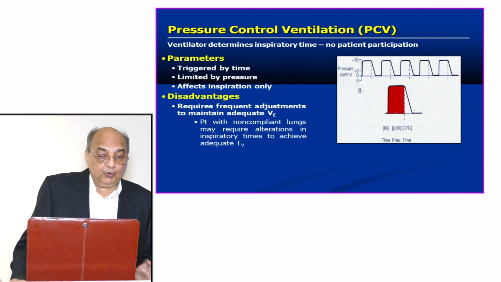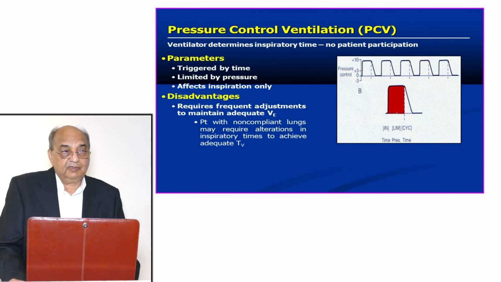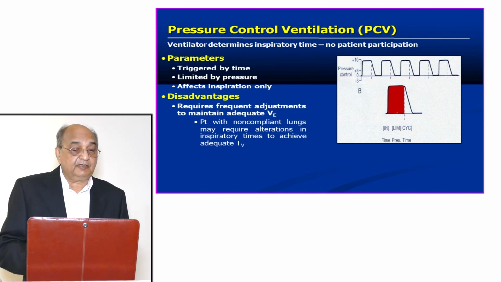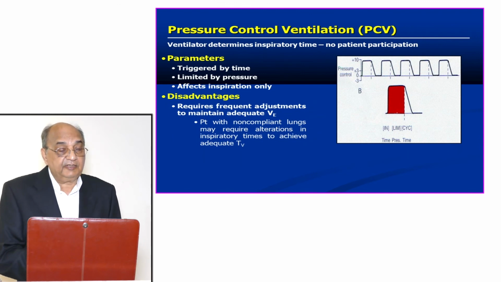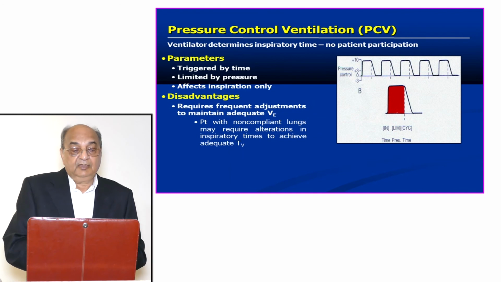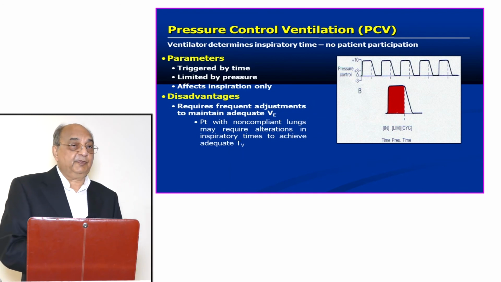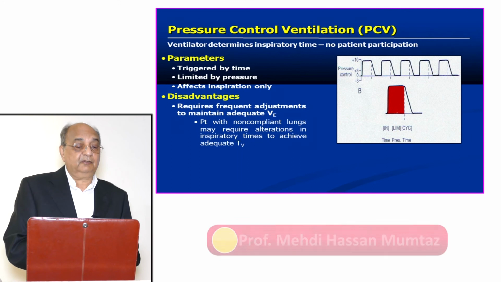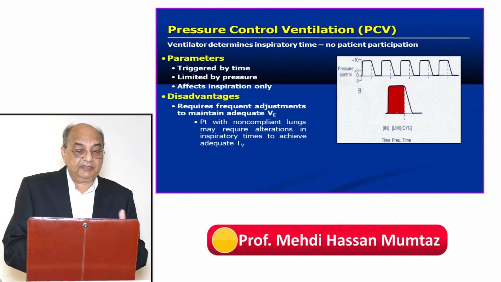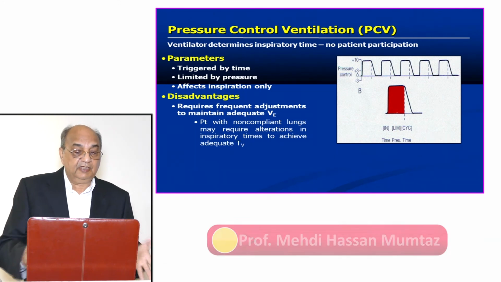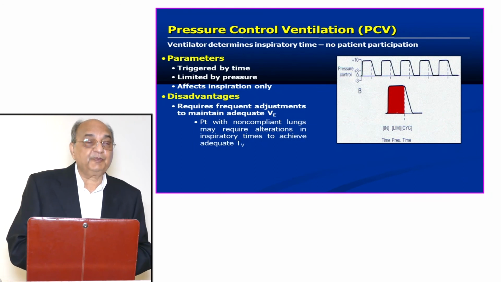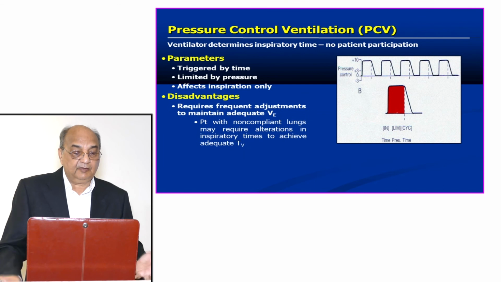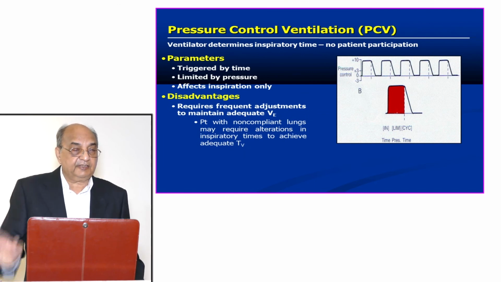Now, pressure controlled ventilation. It's a pressure controlled ventilation. The ventilator determines inspiratory time itself, with no patient participation at all. The patient is not breathing, and parameters are triggered by time. It is limited by pressure, and it affects the inspiration only. Again, the disadvantage is that it requires frequent adjustment.